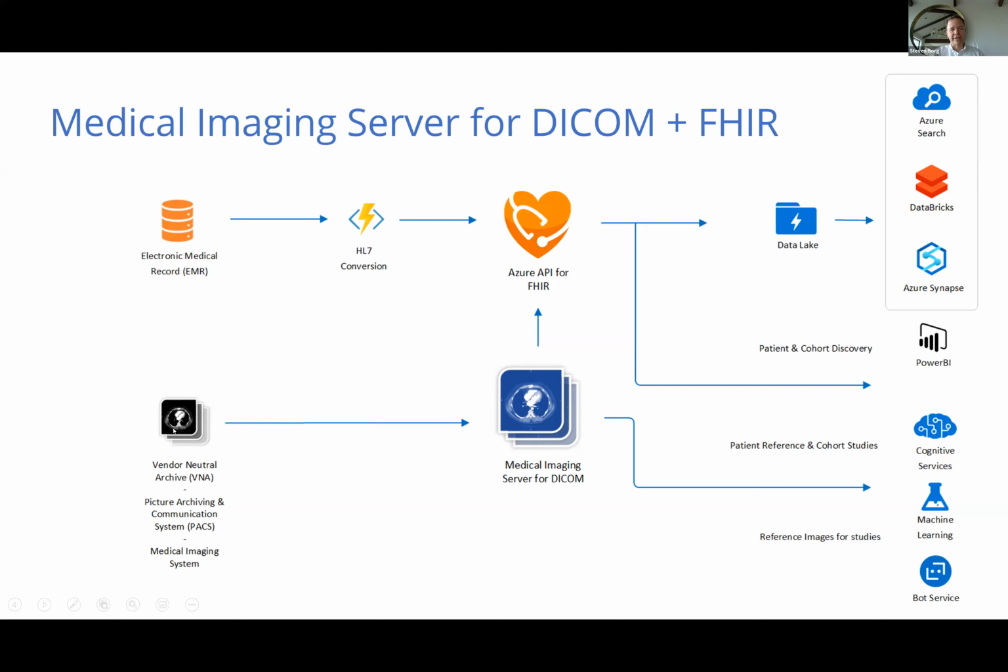But the idea is we've got some PACS system, medical imaging system, a vendor neutral archive, something pushing data into the medical imaging server for DICOM. We've got some EMRs, maybe doing some HL7 conversion, who knows, but it's in the Azure API for FHIR. And there's this communication that occurs between them. Now we're able to take this data and move it out and do something with it. And that's really what I think is the most amazing thing: now that we pulled this data out, we can now start to process it.